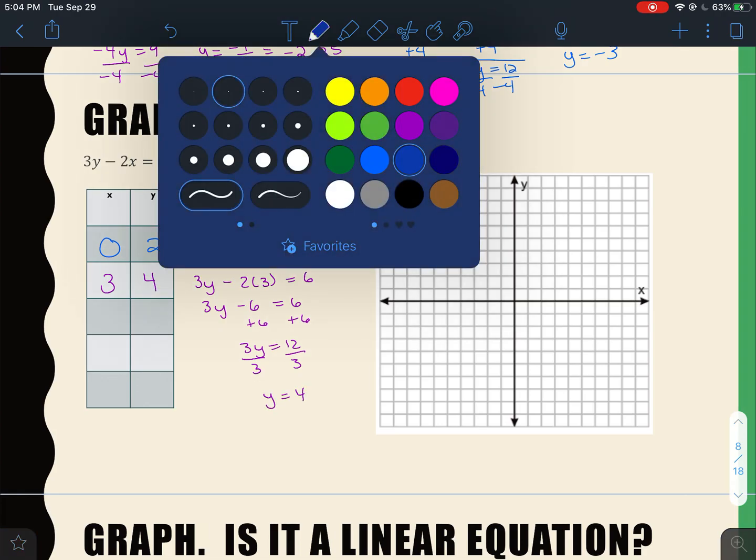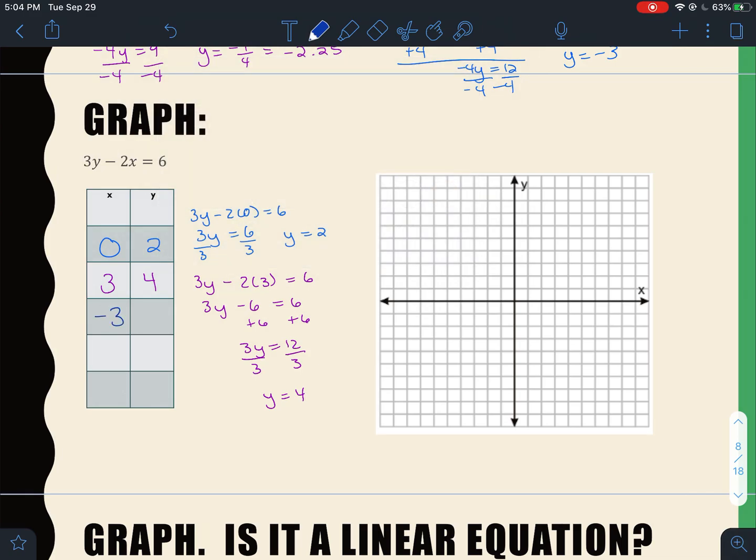All right, let's pick a negative number. What if x is -3? So then we would have 3y minus 2 times -3 equals 6. So 3y, -2 times -3 is positive 6. So 3y plus 6 equals 6. Subtract the 6 from both sides, and 3y is going to equal 0. Divide by 3, and 0 divided by 3 is 0.